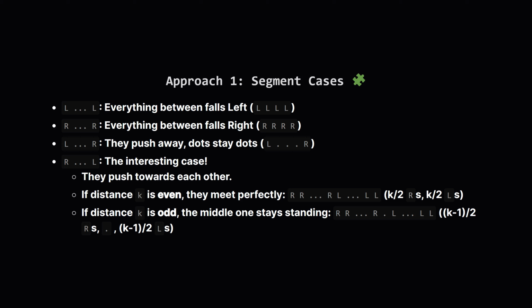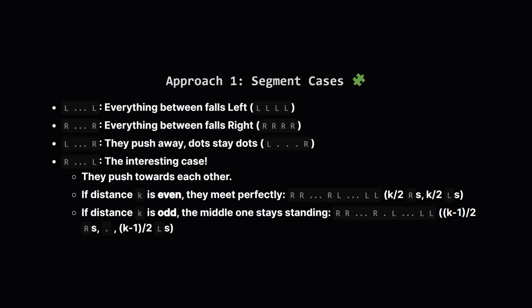Let's look at the types of segments between a left boundary I and a right boundary J. If we have L at I and L at J, like L dots L, everything in between will eventually get pushed left. So it becomes all L. Similarly, if we have R at I and R at J, like R dots R, everything falls right. If we have L at I and R at J, like L dots R, the L pushes left and the R pushes right. They push away from the dots in the middle, so the dots stay standing. It remains L dots R.